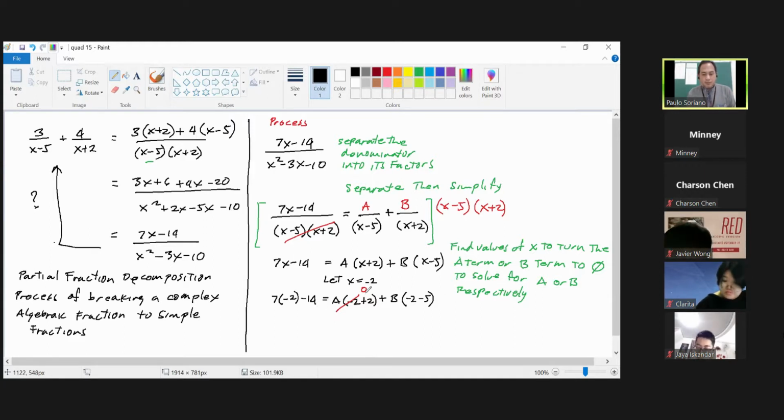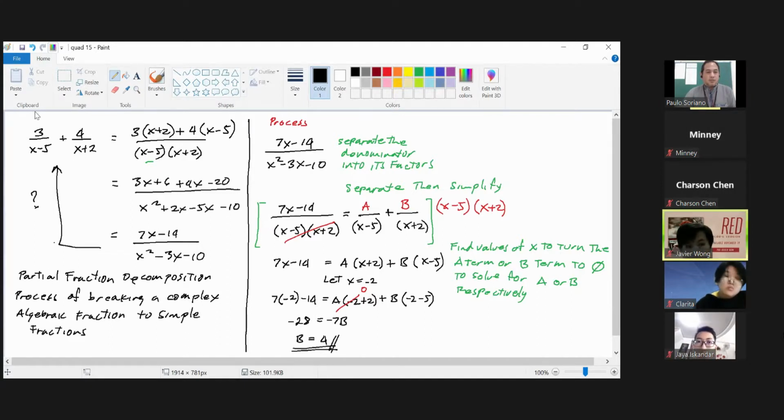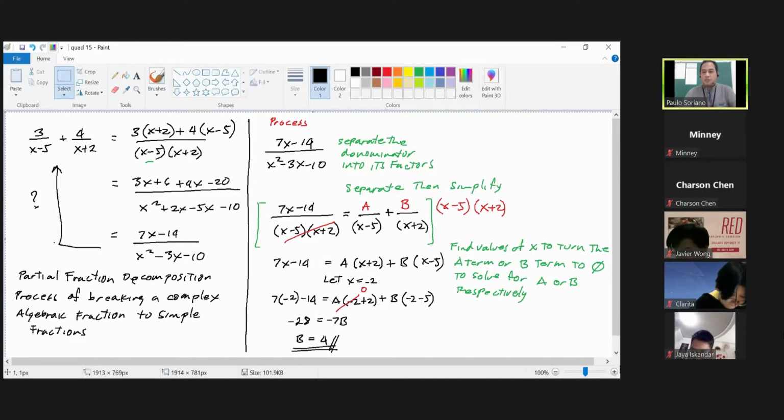A is removed as well. So what's left is b. So this one is going to be negative 28 equal to negative 7b. So b is equal to 4. Got it? Yes, teacher. That's not magic, yeah? Those are all logical operations.